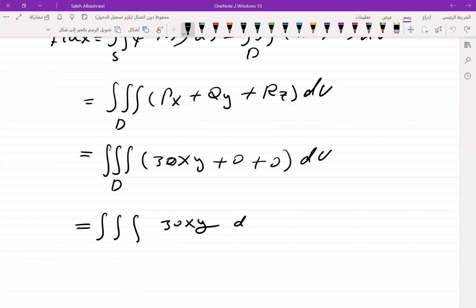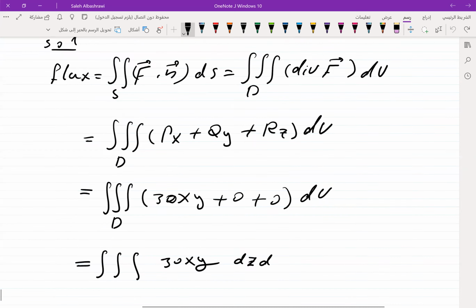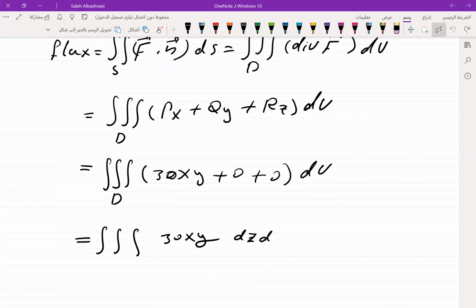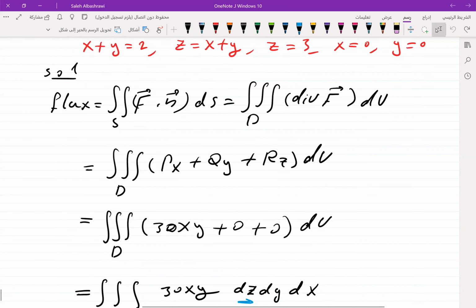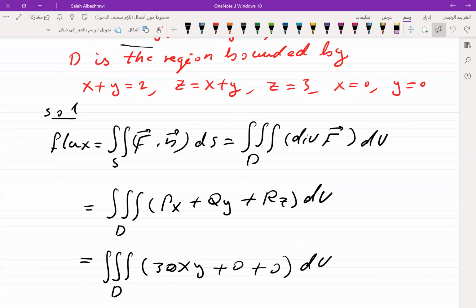dV is dz, because I have z as a function of x and y, so I will start with that one first. Then I use dy dx. We started with dz because what's given in my boundaries is that z is a function of x and y, so I have to start first with that one, z equal to x plus y.